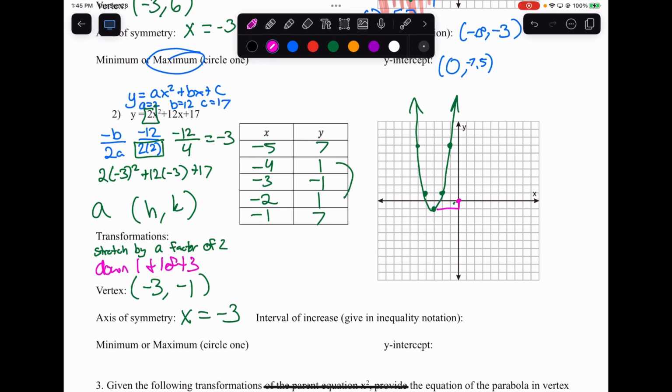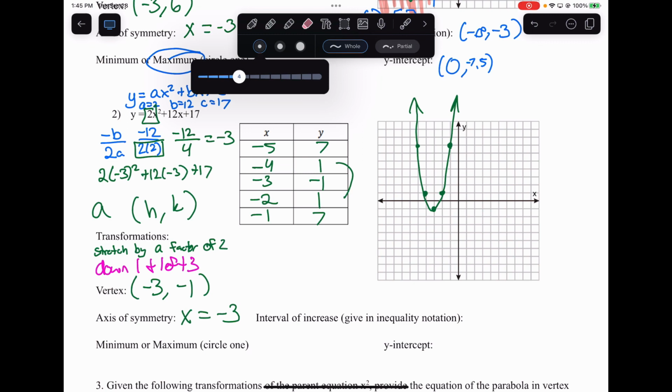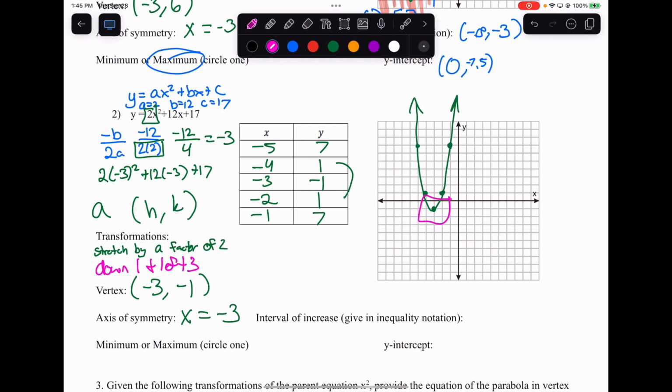So now, let's see, they're asking if it's a minimum or a maximum. This one opens up like a cup, which means it has a low point, which means we have a minimum value. All right, so we would circle minimum.